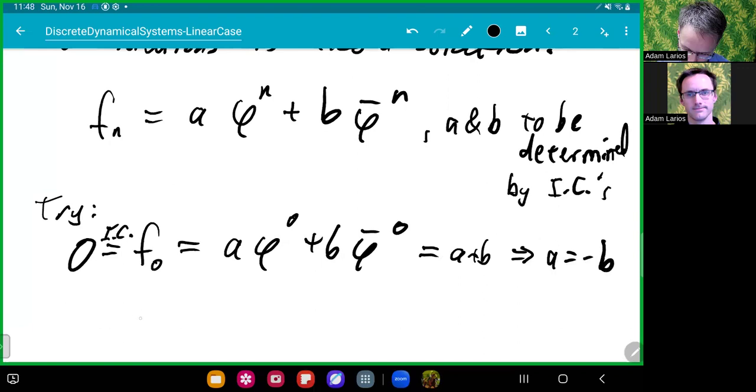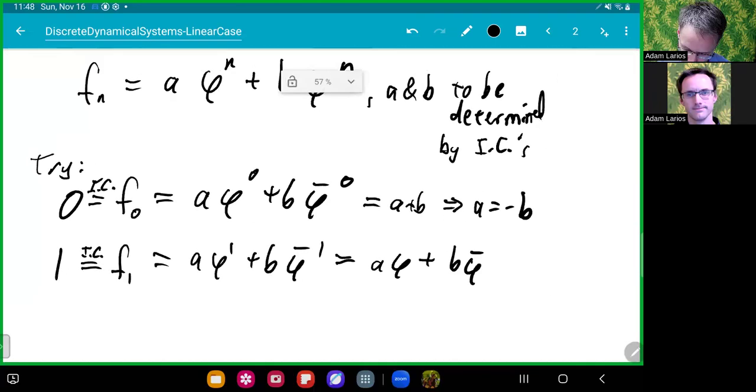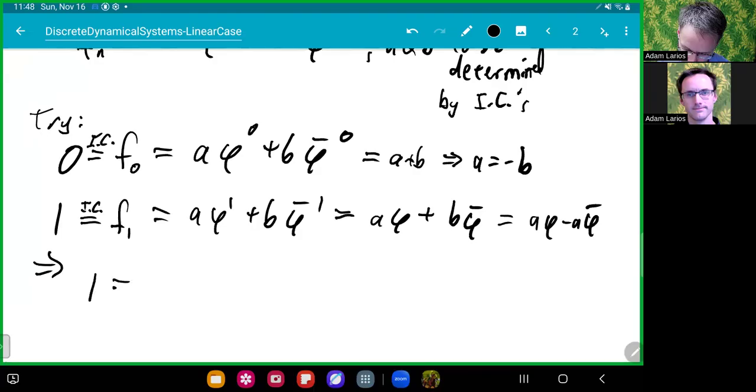Okay, but we need our other initial condition. So F1 here is equal to 1. If we plug in that to the right-hand side, we get A phi to the 1 plus B phi bar to the 1. And that's just A times phi plus B times phi bar. But we know that A is equal to minus B. So this is A phi minus, excuse me, A phi bar. So this tells us that we get 1 is equal to A.